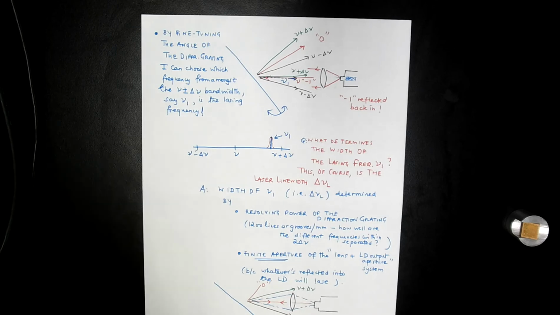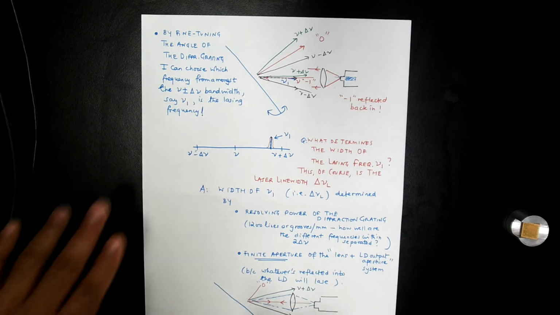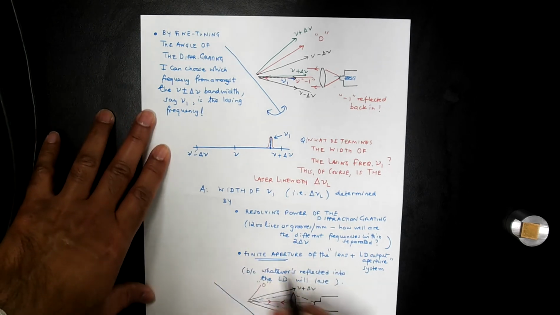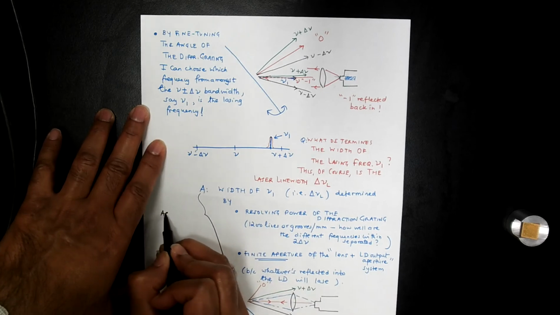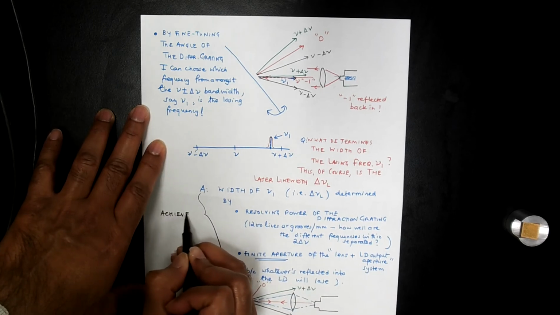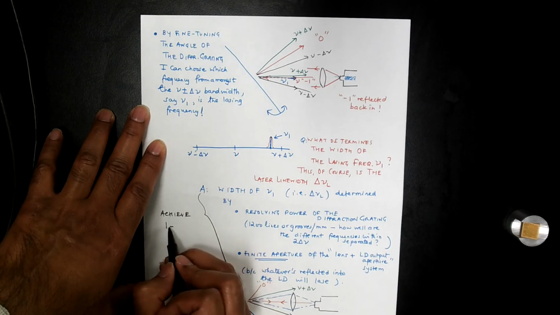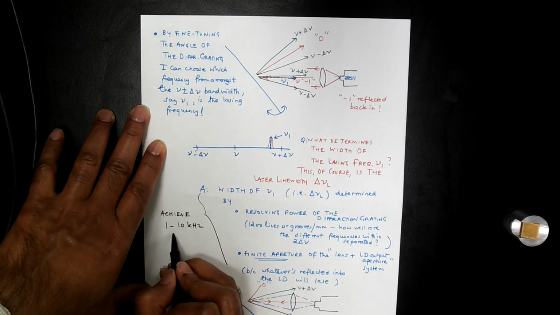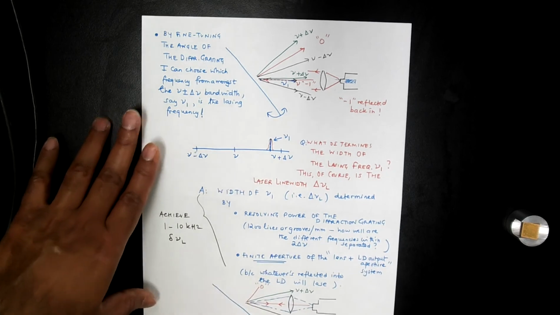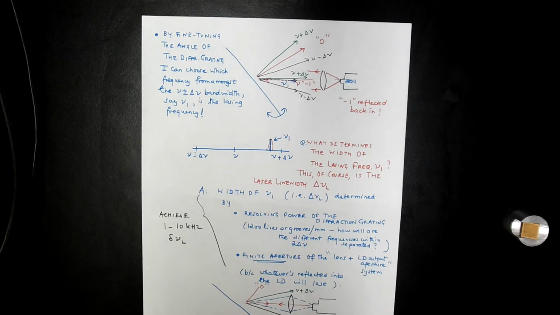But you can get extreme narrowing in this way. Like I said, with the diffraction grating you can achieve 1 to 10 kilohertz delta nu L, which is plenty for extreme precision experiments.